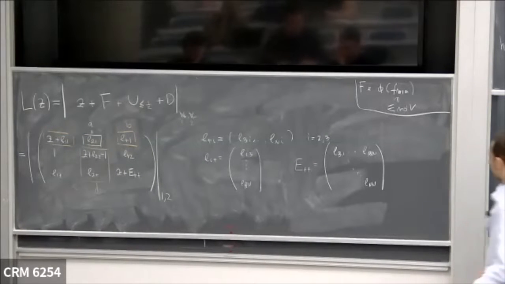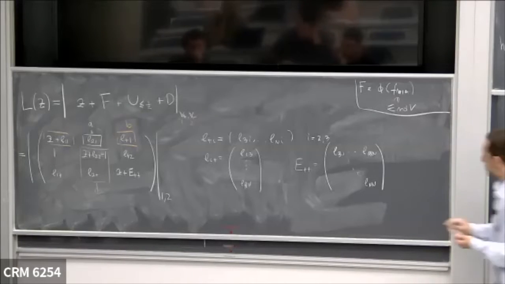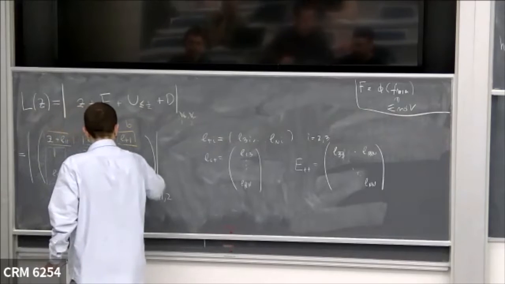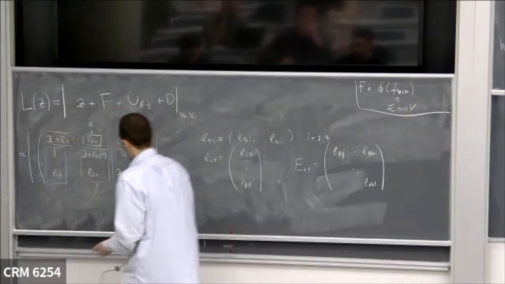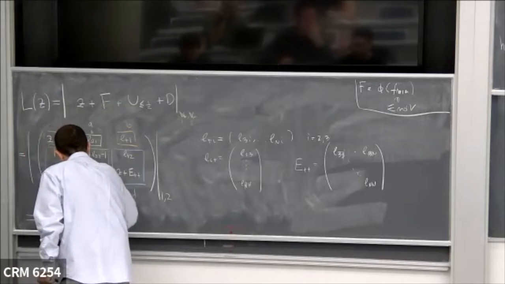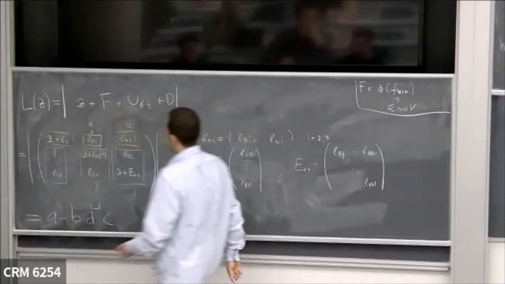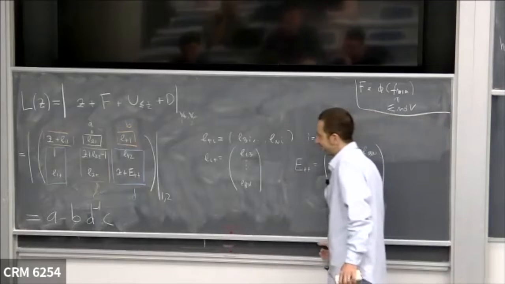Sorry, in E plus plus, do we start with E31 or E33? E33, yes, thanks. And I think I denote the matrix by D and this by C. Just to remind, this is equal to A minus B D inverse C. So now it's just a matter of computation: inverting this blue matrix and then expanding.